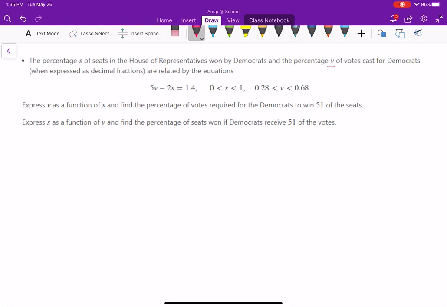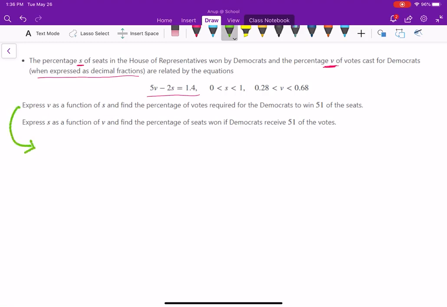The percentage of seats in the House of Representatives owned by Democrats and the percentage of the votes cast for Democrats are represented here by S, which is the percentage of the seats owned by Democrats, and V, which stands for the votes cast for the Democrats. Both are expressed using decimal fractions. We have a relationship between them: 5V minus 2S equals 1.4. Our goal is to express V as a function of S.